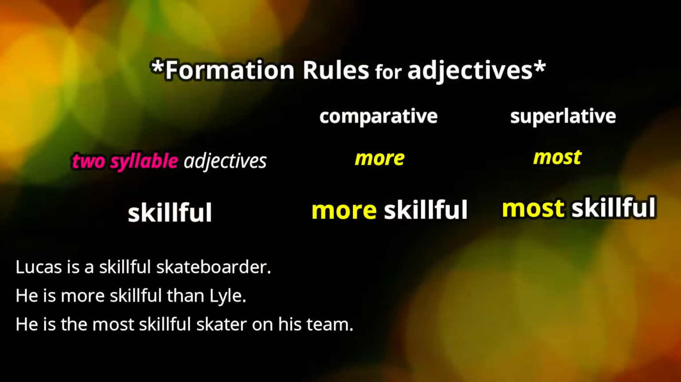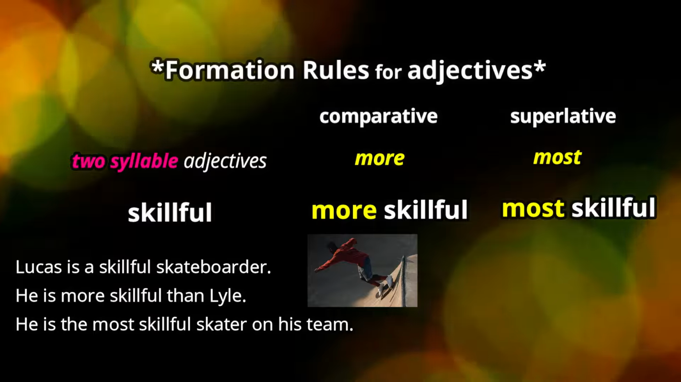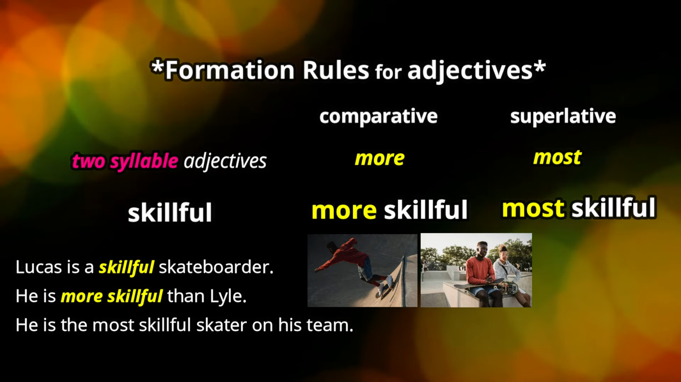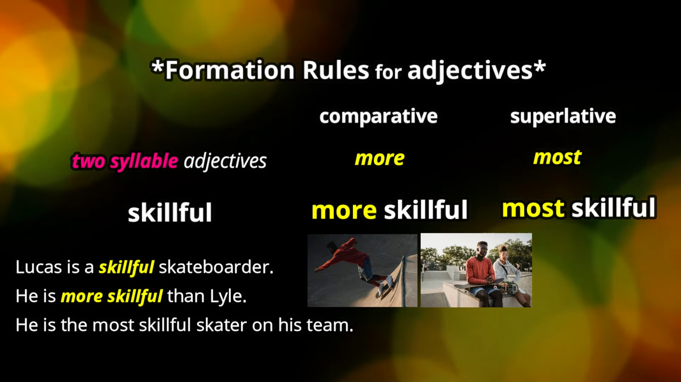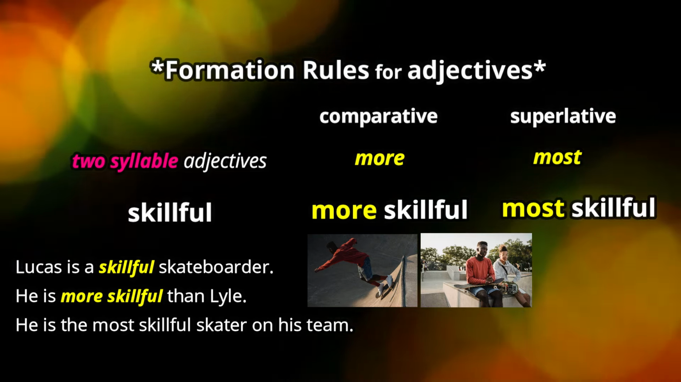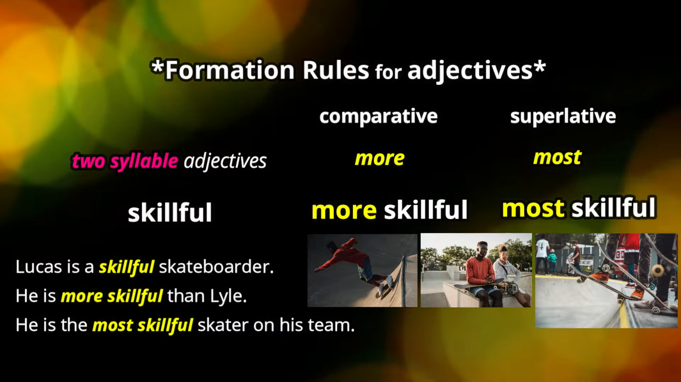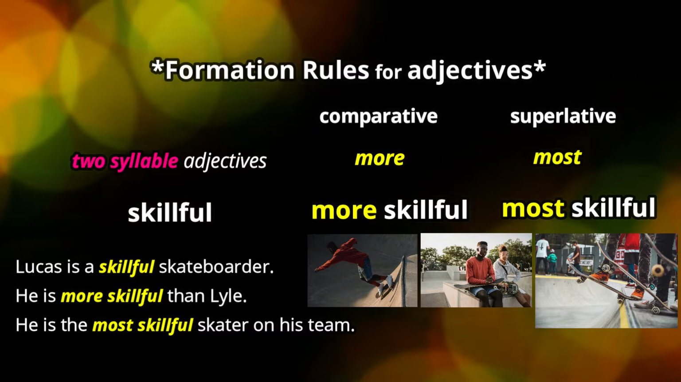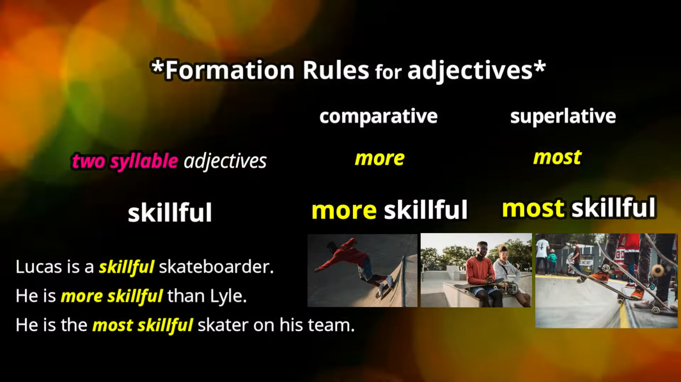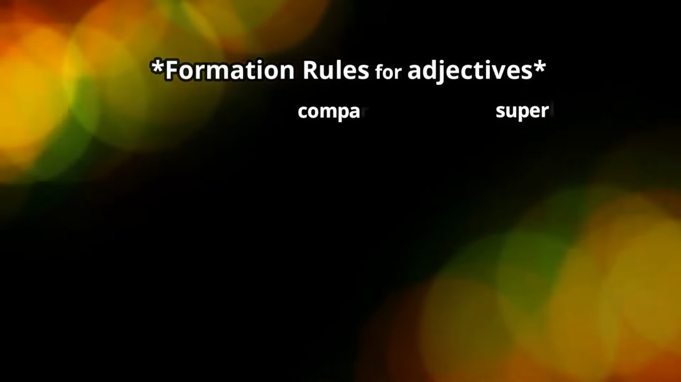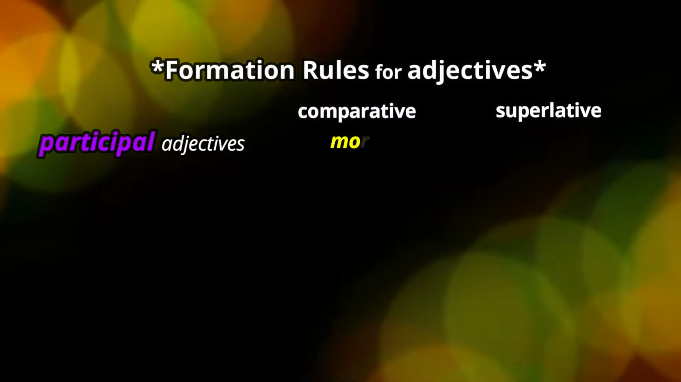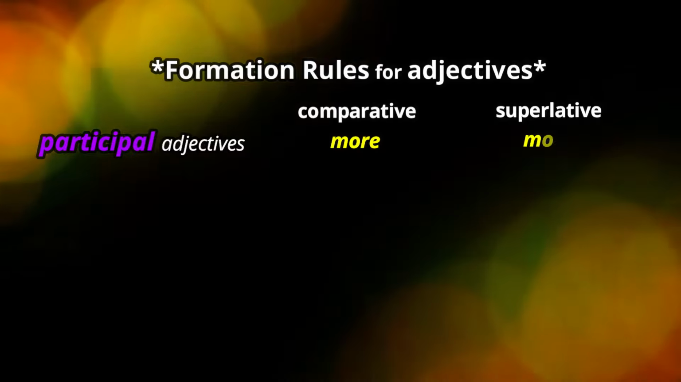So in our example sentences, we have Lucas is a skillful skateboarder. All right, he is more skillful than Lyle, right? We're comparing Lucas to Lyle. And then for our superlative, we have he is the most skillful skater on his team. So we are comparing him to all of the skaters on his team or in the group. Okay, and that's the superlative. Got it?